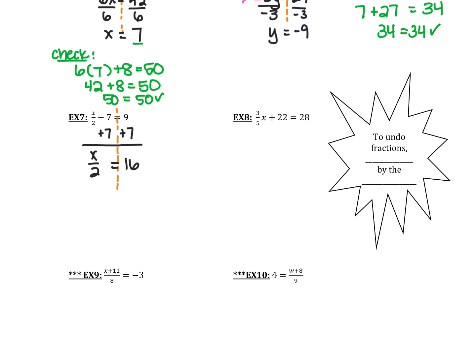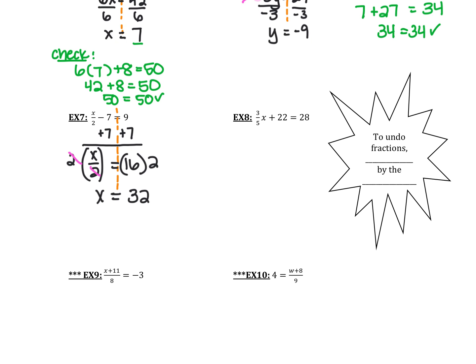All right, and just like the problem we did on the front where we had to undo division, because remember x over 2 means x divided by 2. So to undo that, I'm going to multiply both sides by 2. On the left-hand side, my 2's cancel out, leaving me with just x equals, and now I've got x equals 32.